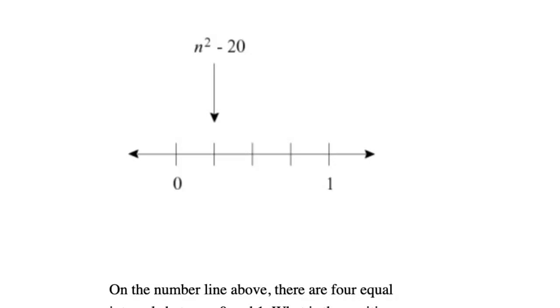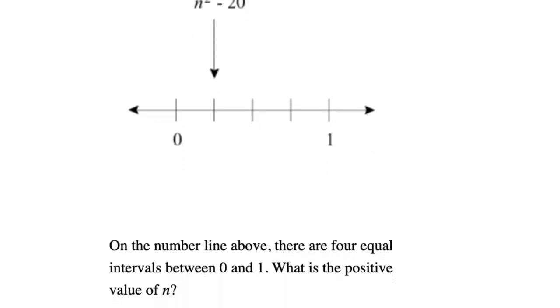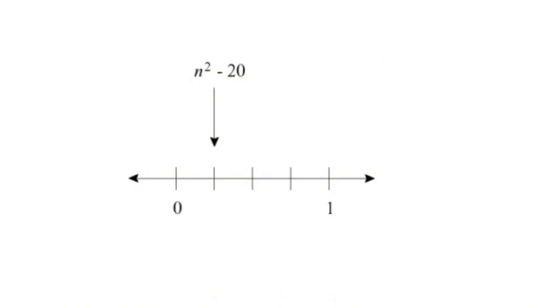Alright, so today's problem is an interesting one. It says on the number line above there are 4 equal intervals between 0 and 1. What is the positive value of n? Okay, so you don't really see number lines in problems often, so weird occurrence.